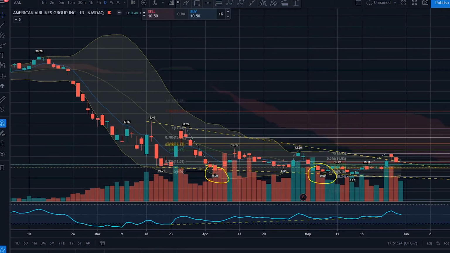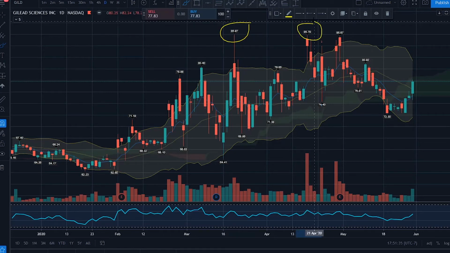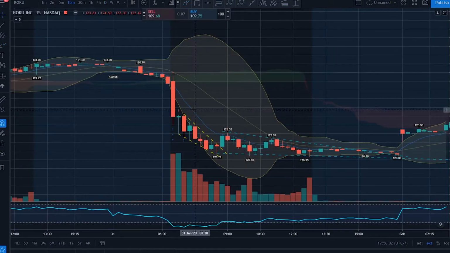And the last example that I have here is GILD, and this is an example of a triple top. As you see here, $86 is the price that this stock cannot break. And so it tested 3 times and it gave most of it back, because at that point buyers are not confident that it's going to go any higher.